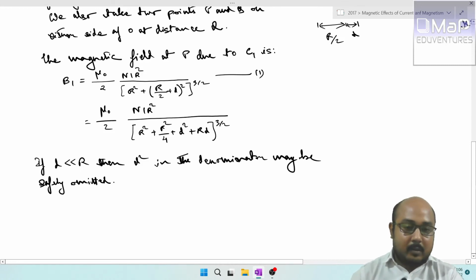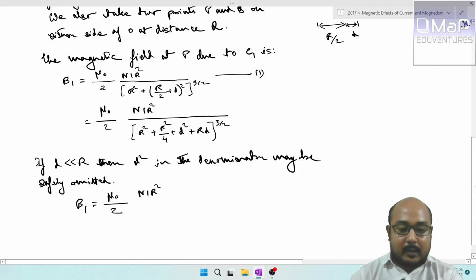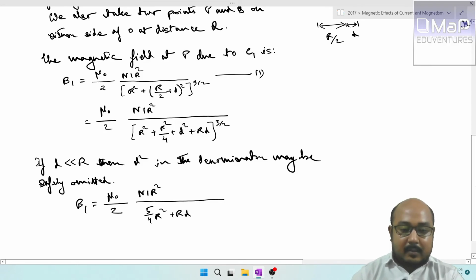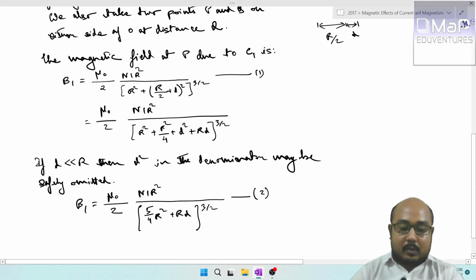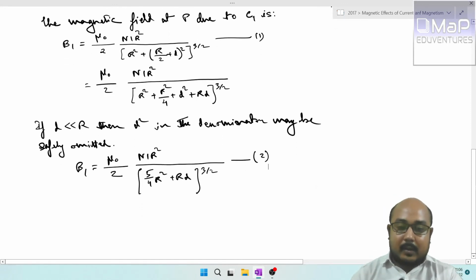Moi jodi eta omit kori dio, tetiya hole amar B1 eneku ora form lobo: mu naught n I r square by 2, tolot r square plus r square by 4, that is 5 by 4 r square plus r d whole to the power 3 by 2. Okay, eta equation number 2 boli dilo. So this is the magnetic field at the point P due to the coil C1.